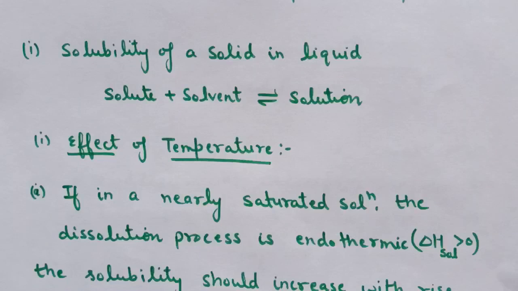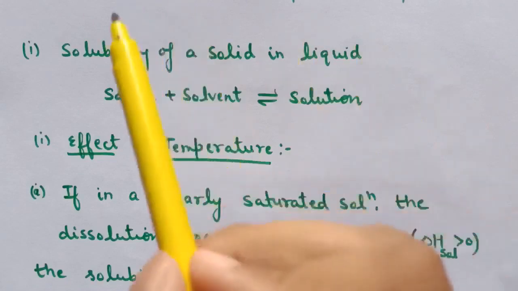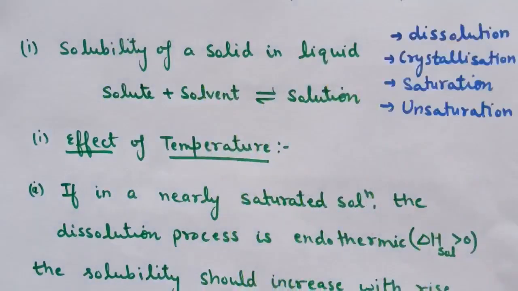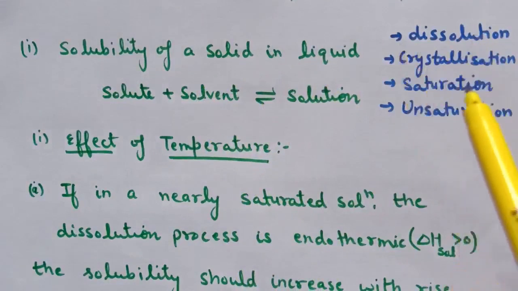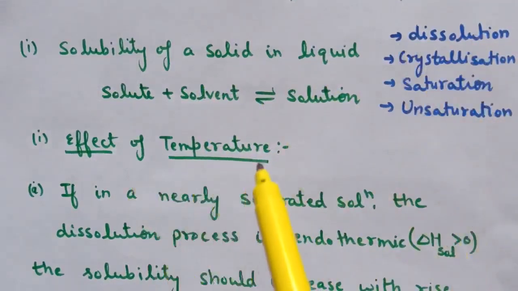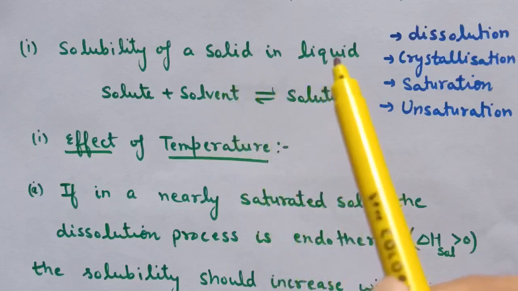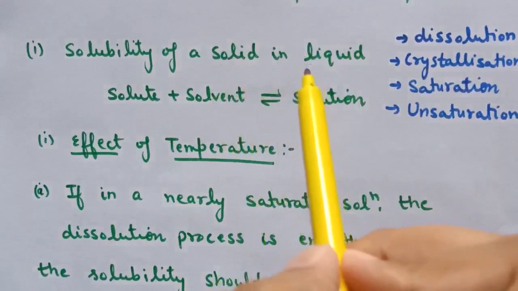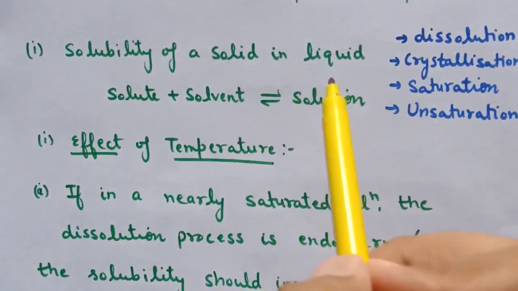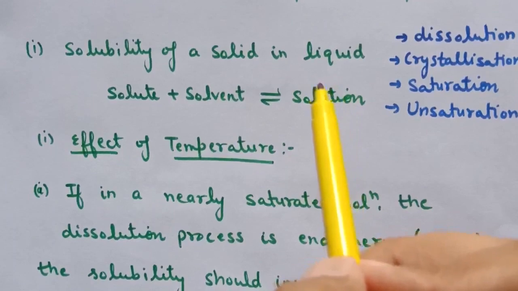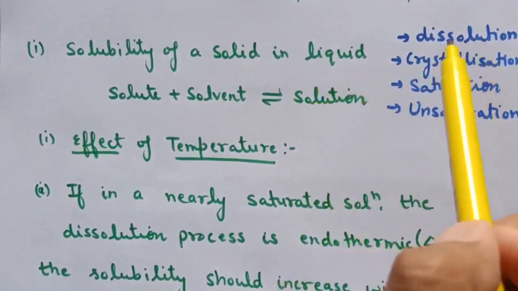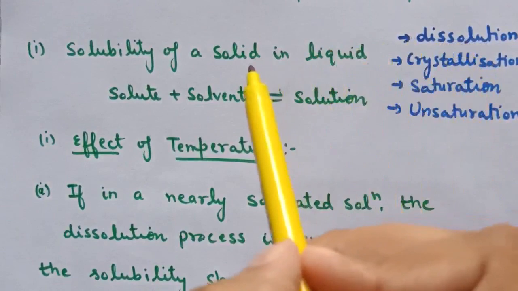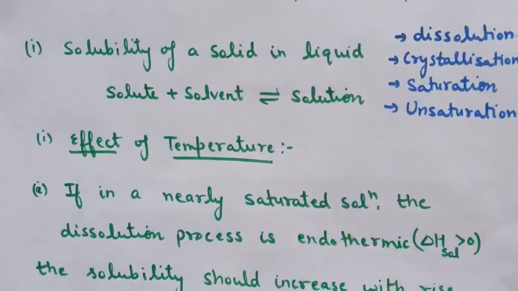So first we will discuss the solubility of a solid in liquid and the effect of temperature and pressure on the solubility of solid in liquid. First we will discuss these four terms, and after that we will do the effect of temperature and pressure on the solubility of solid in liquid. So when a solid is dissolved in a liquid, some solute dissolves and its concentration increases in the solution. This process is known as dissolution. So dissolution simply means mixing of solid in liquid and its concentration increases in the solution.